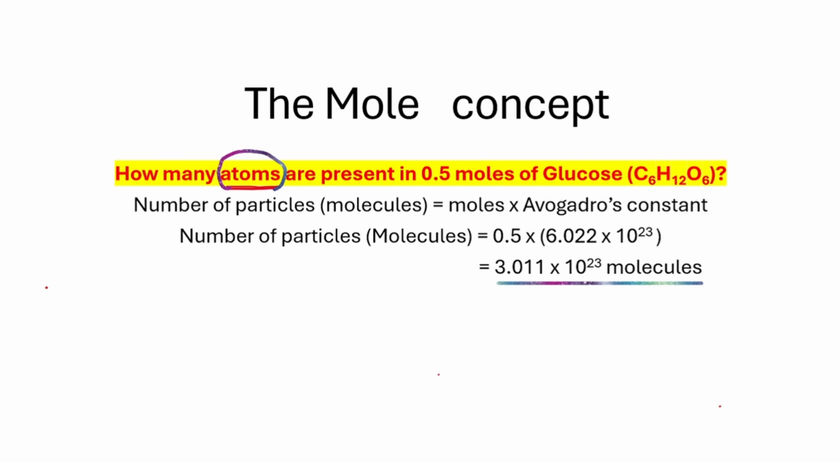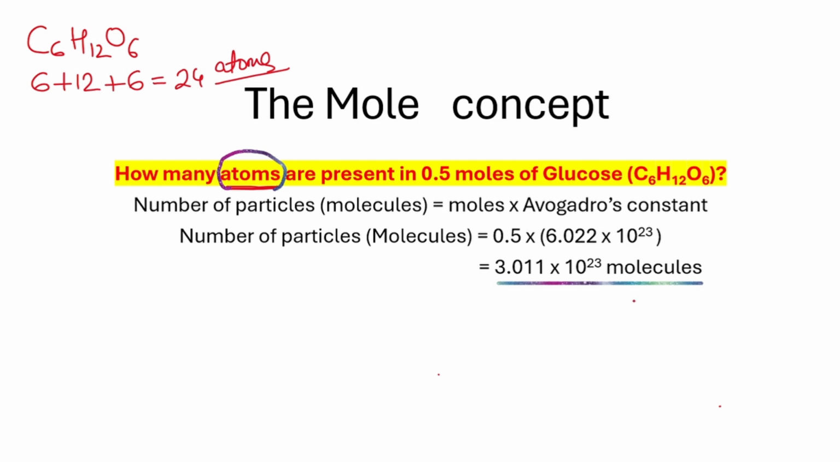Now, we're going to write the formula of glucose over here. So we have C6H12O6. So we'll find the total number of atoms in one molecule of glucose. So one molecule of glucose has 6 carbon atoms plus 12 hydrogen atoms plus 6 oxygen atoms. So the total number of atoms are 24.